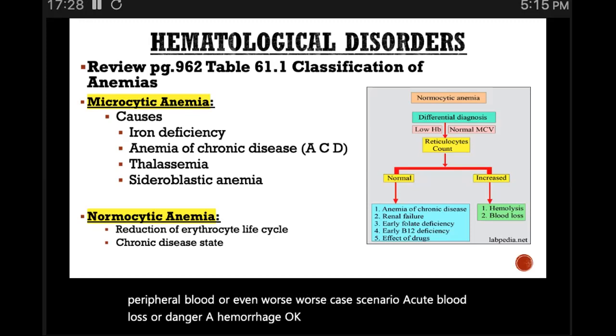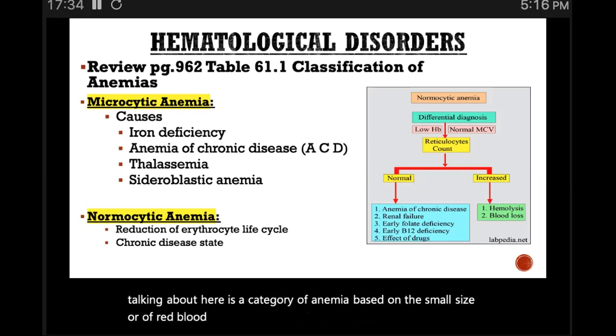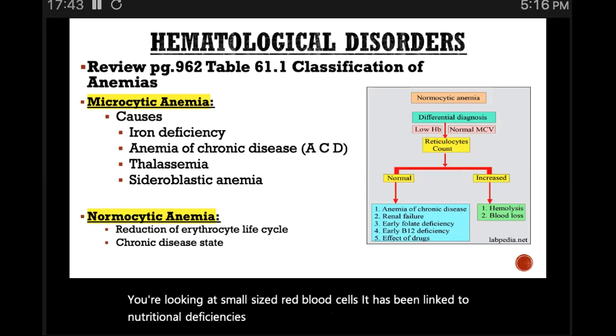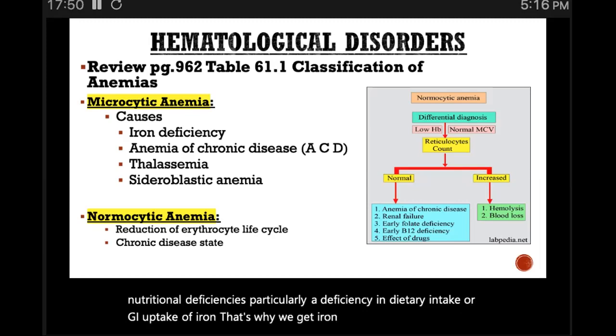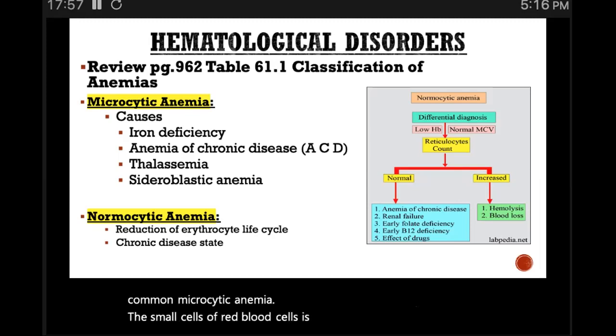Microcytic anemia, which we're talking about here, is a category of anemia based on the small size, or micro, of red blood cells, cytic, okay? So when you're looking at microcytic, you're looking at small size red blood cells. It has been linked to nutritional deficiencies, particularly a deficiency in dietary intake or GI uptake of iron. That's why we get iron deficiency as your most common microcytic anemia. The small cells of red blood cells is identified via the mean corpuscular volume, MCV.